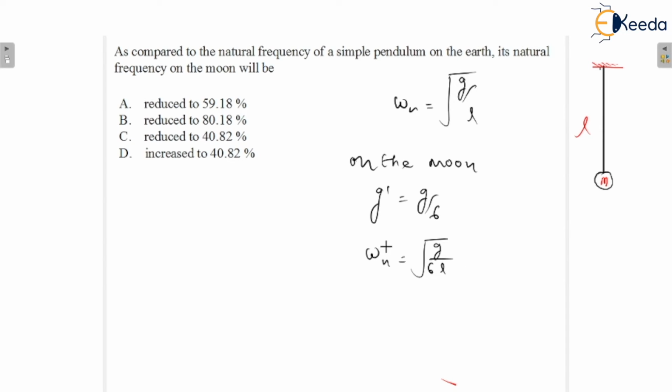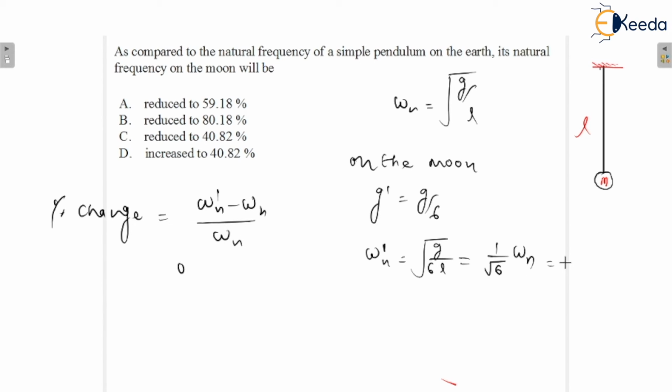But here you have to find out the percentage change. Percentage change means omega n dash minus omega n upon omega n. Here, the only thing that is going to change is that 1 upon under root of 6 is there, so 1 upon under root of 6 omega n. When you solve this, 1 upon under root of 6 would become 0.408.